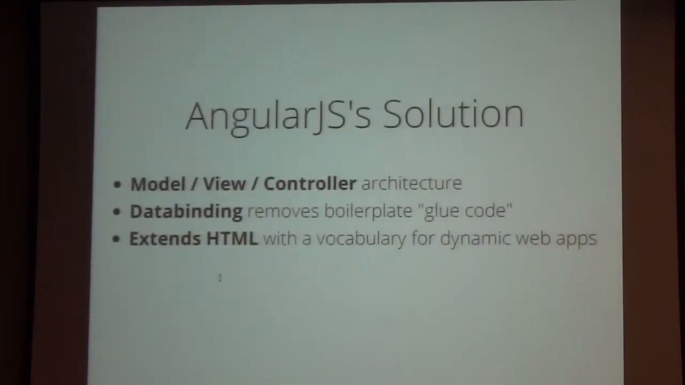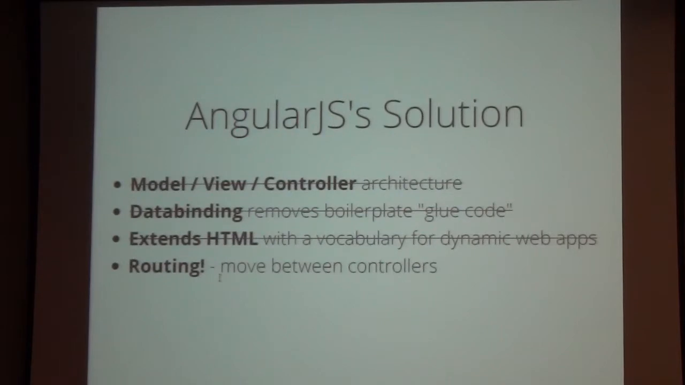So that was covering the main three things of AngularJS, right? We have the model view controller, we have data binding, and we have extending HTML with various attributes. There's one more thing I want to cover real quick, which is routing, which is moving between controllers. So routing is not part of core AngularJS, but pretty much any application out there is going to need routing because you're going to have more than sort of one page, right? You're going to want the user to be able to click between various different things.